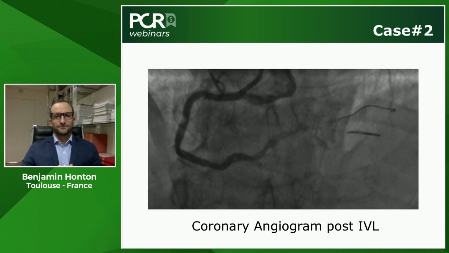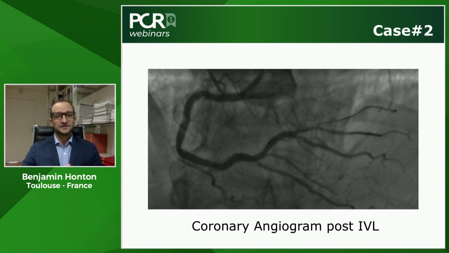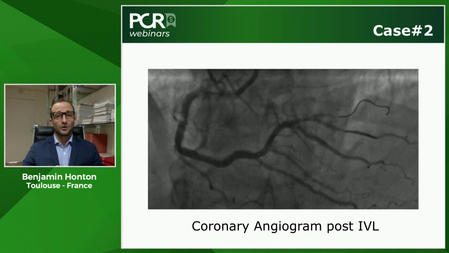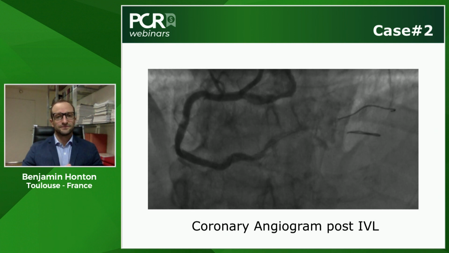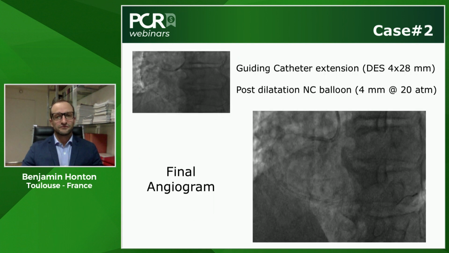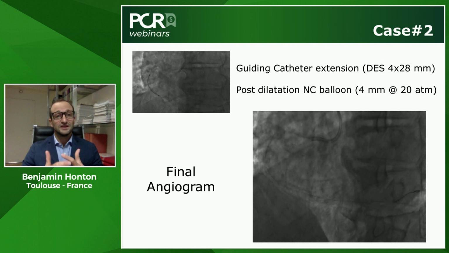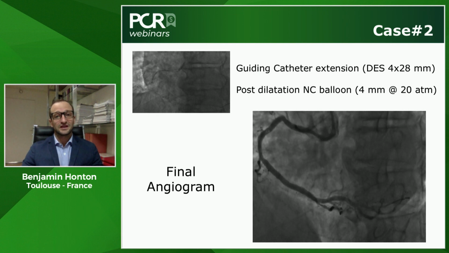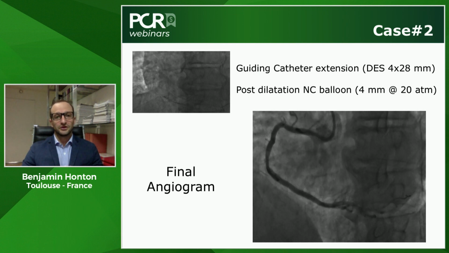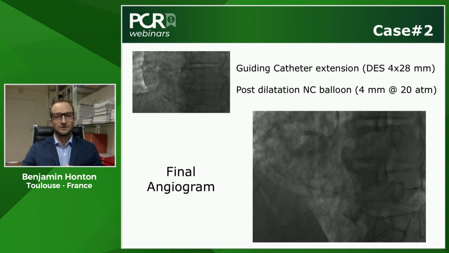So next slide. So you can see the intermediate angio after IVL, and as Michael said in the first case, it's quite a stent-like angiography post-lithotripsy without any dissection. Next. And something which is very interesting in this case, we had a lot of difficulty to deliver a 4 millimeter stent, and you can see on the left side, we needed to use a guiding catheter extension to deliver the 4 millimeter stent. And you can see the final angiogram without residual stenosis in this huge, large vessel.